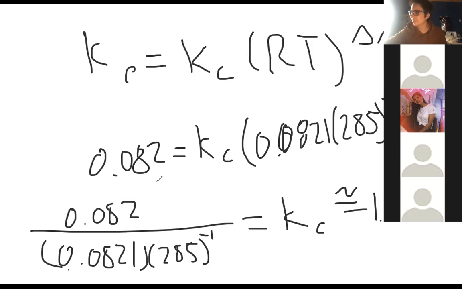Any questions on this section, relationship between Kp and Kc? Determine the value of a. Oh, that's cool. So let's look at number 2 on page 218. It tells us determine the value of lowercase a such that Kc is the same value as Kp.